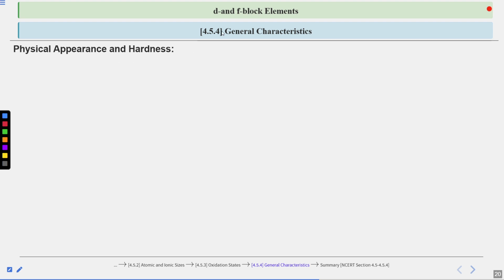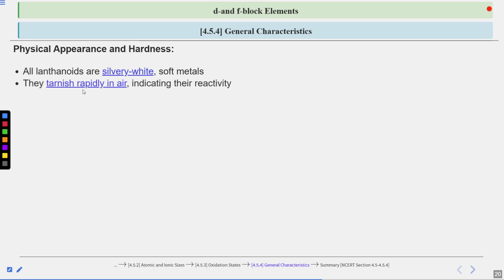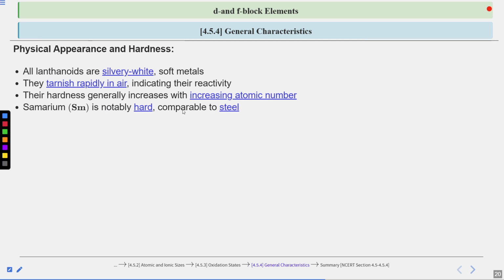Now let's talk about the general characteristics, 4.5.4, in which we first talk about the physical appearance and hardness. All the lanthanoids are silvery white, soft metals. They tarnish rapidly in air, indicating their high reactivity. Their hardness generally increases with increasing atomic number. Samarium is notably hard, comparable to steel.